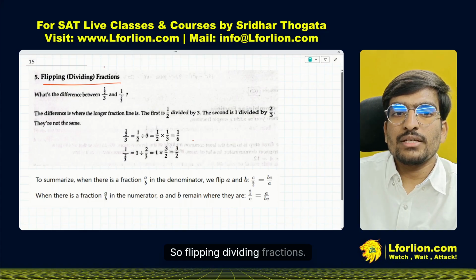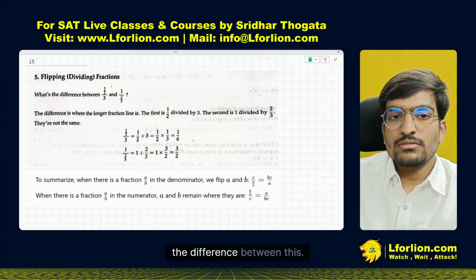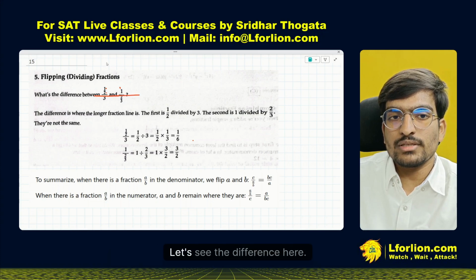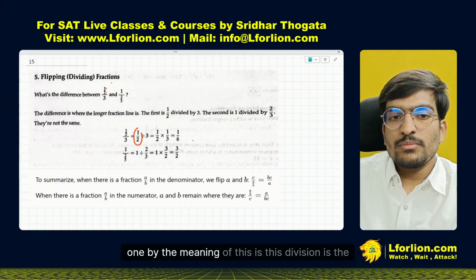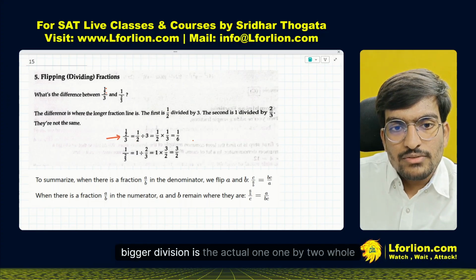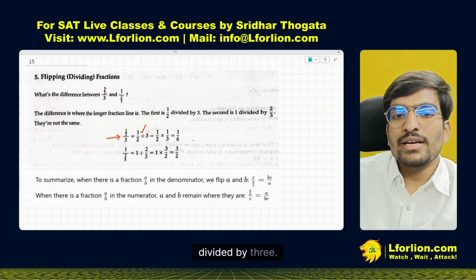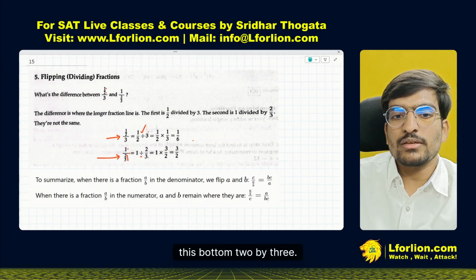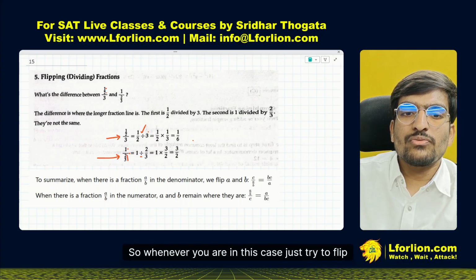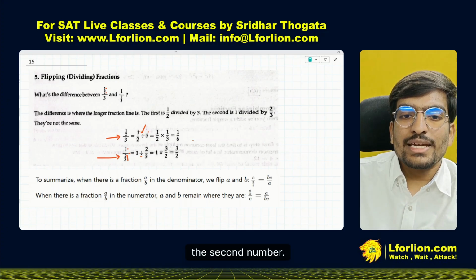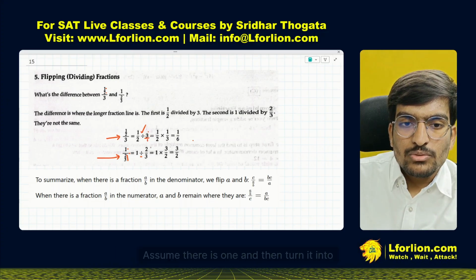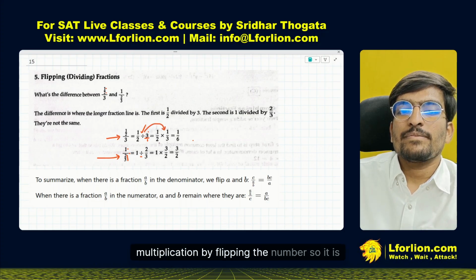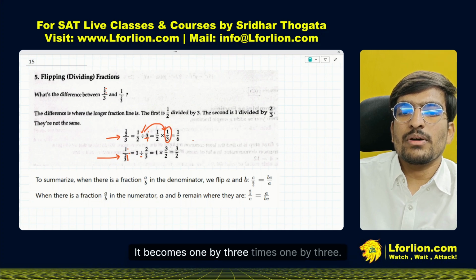So, flipping when dividing fractions. You can see here the difference between 1 by 2 whole divided by 3, and 1 whole divided by 2 by 3. Let's see the difference. The bigger division is the actual one: 1 by 2 whole divided by 3, and in the other, the bigger division is 1 divided by the bottom 2 by 3. Whenever you are in this case, just try to flip the second number. Assume there is a 1 below the 3, and then turn it into multiplication by flipping the number. So it is 3 by 1, it becomes 1 by 3, times 1 by 3.